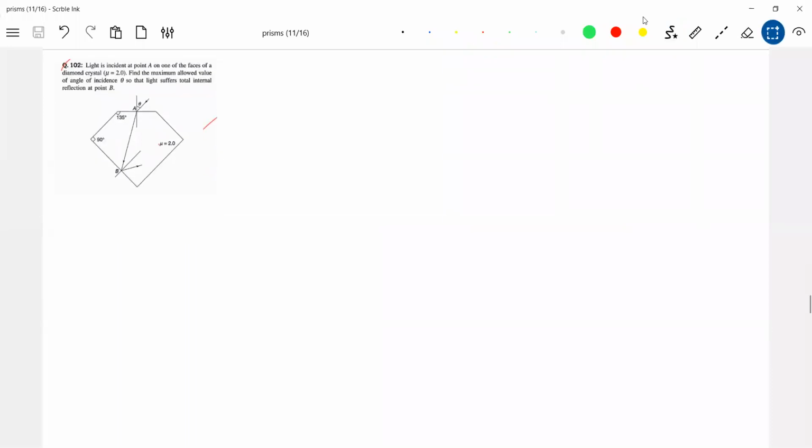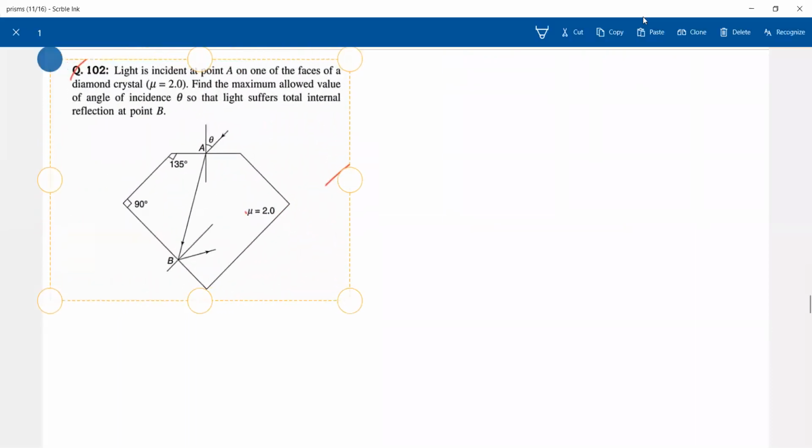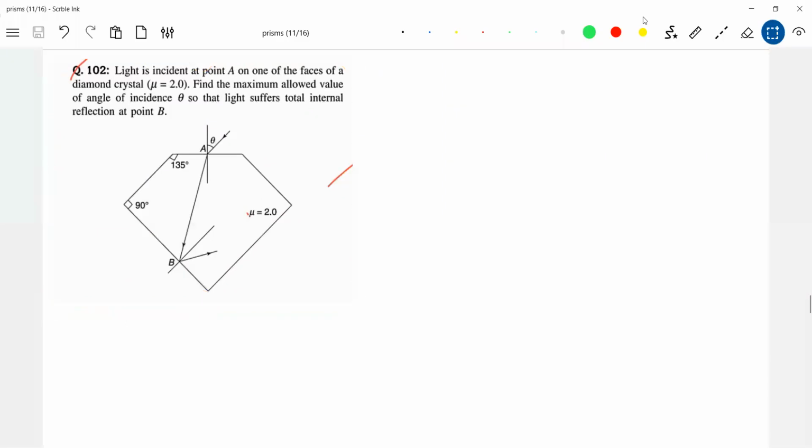Next one. Carefully analyze the problem. It's a diamond. I think diamonds will be only this shape. Find the maximum allowed value of angle of incidence theta so that light suffers total internal reflection at point B. I'm testing your geometry here.